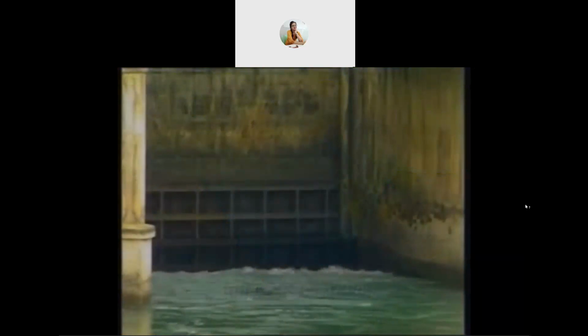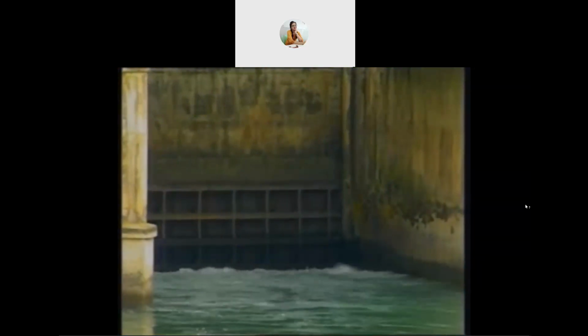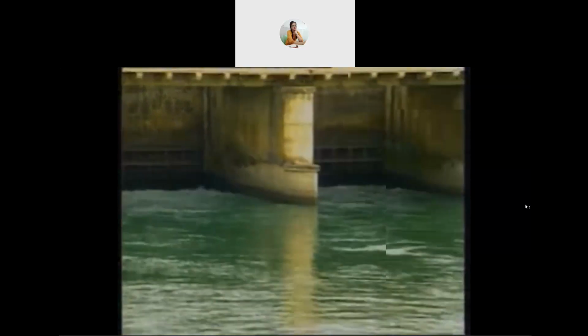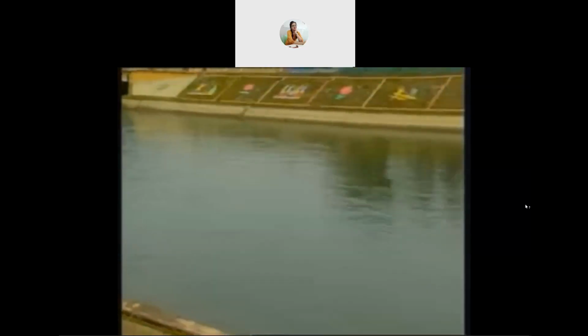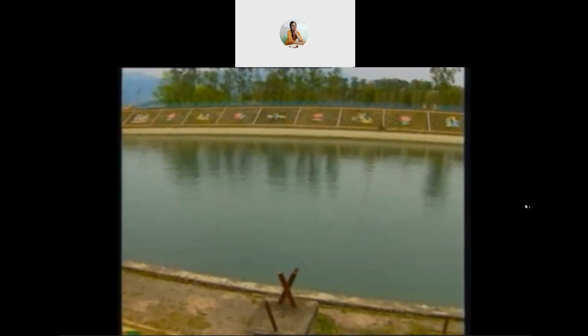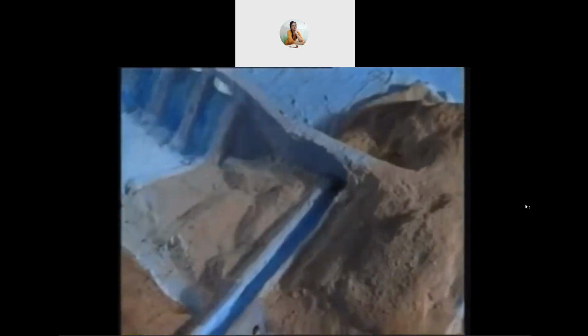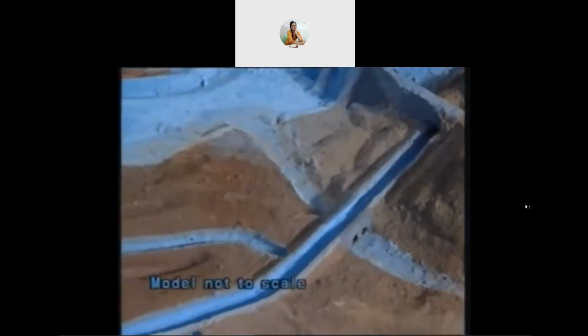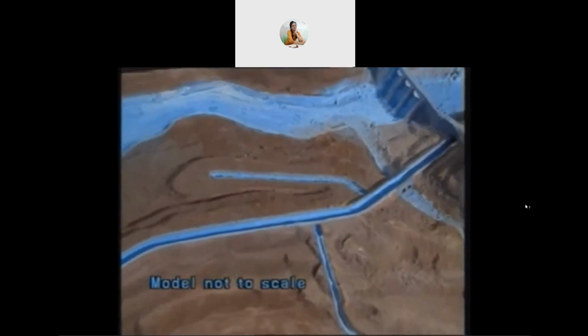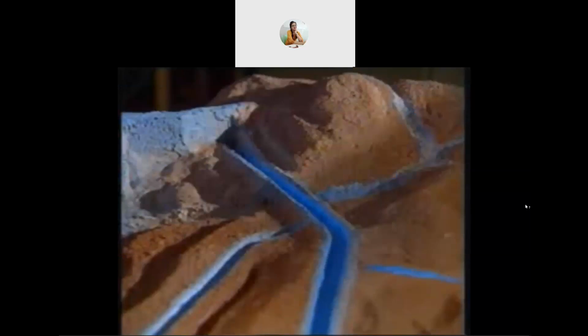Channels are aligned so as to permit gravity irrigation in maximum possible areas. The alignment should be such that it reduces the capital investments and maintenance costs and saves the transmission losses. Let us understand the alignment of canals with the help of a model. Irrigation channels are generally aligned with reference to contours. A channel aligned nearly parallel to the contours of the country is called a contour channel.